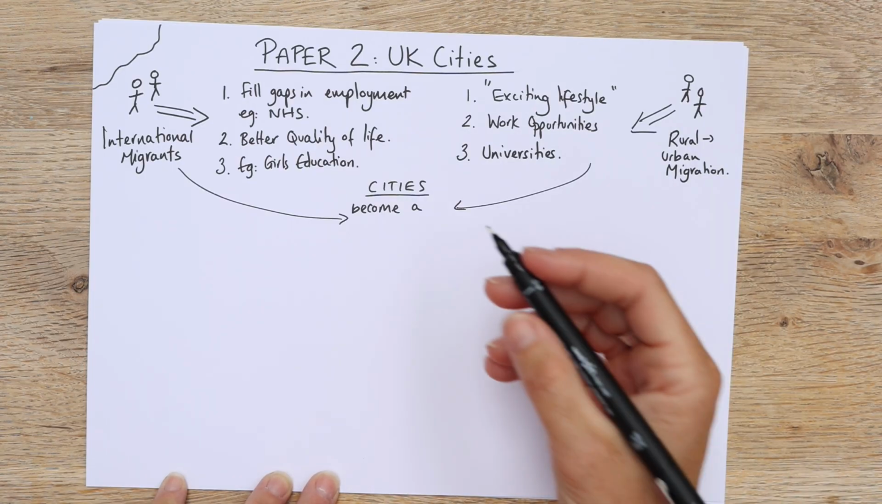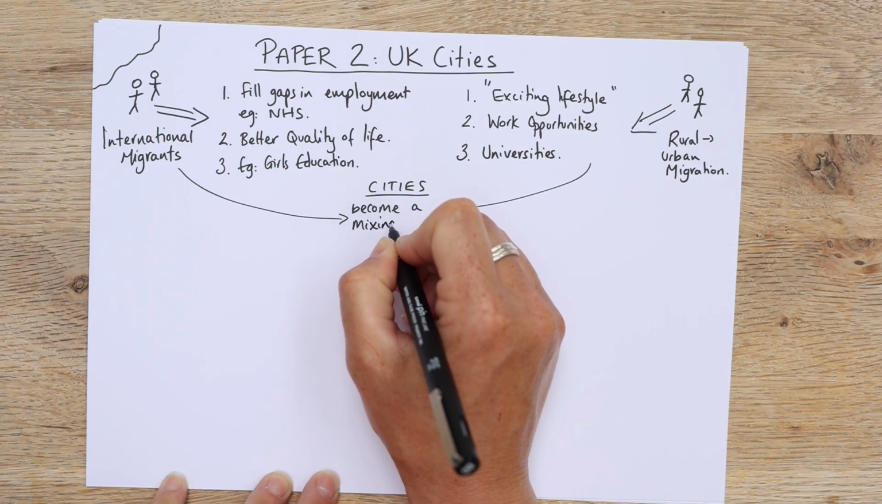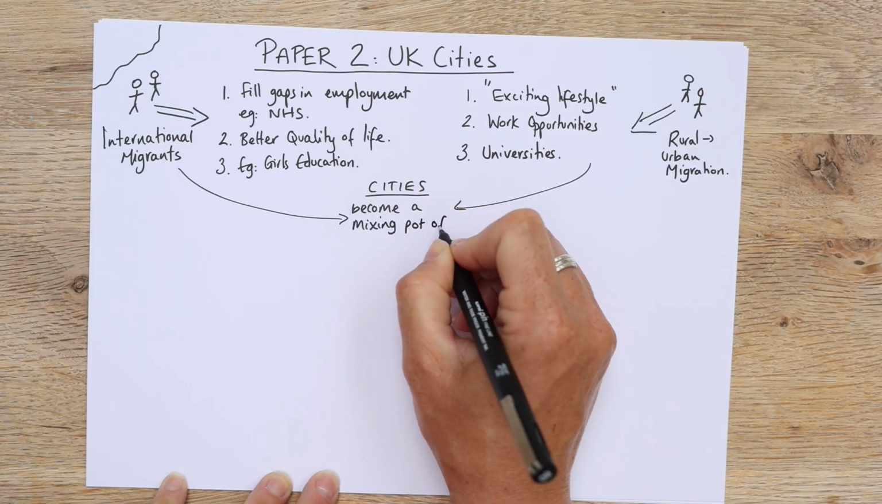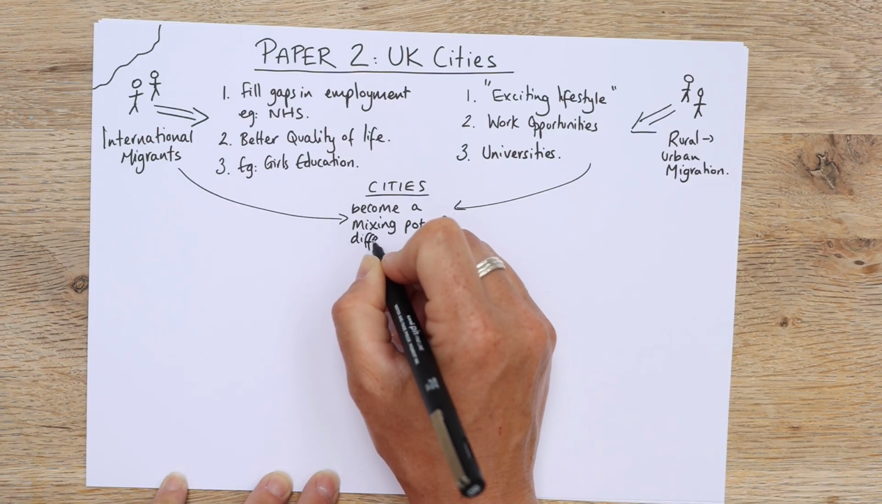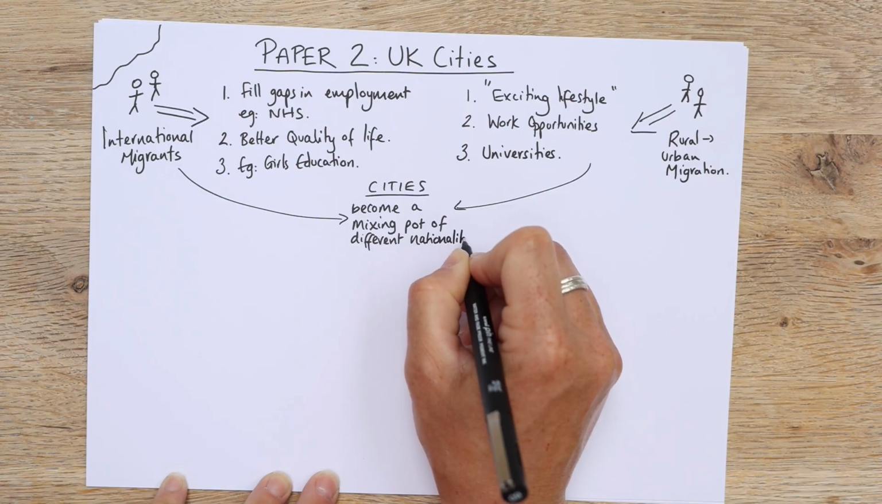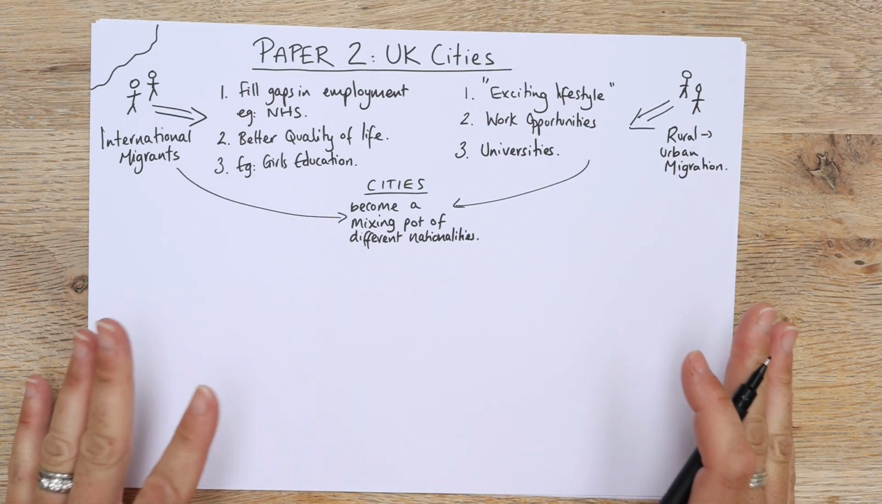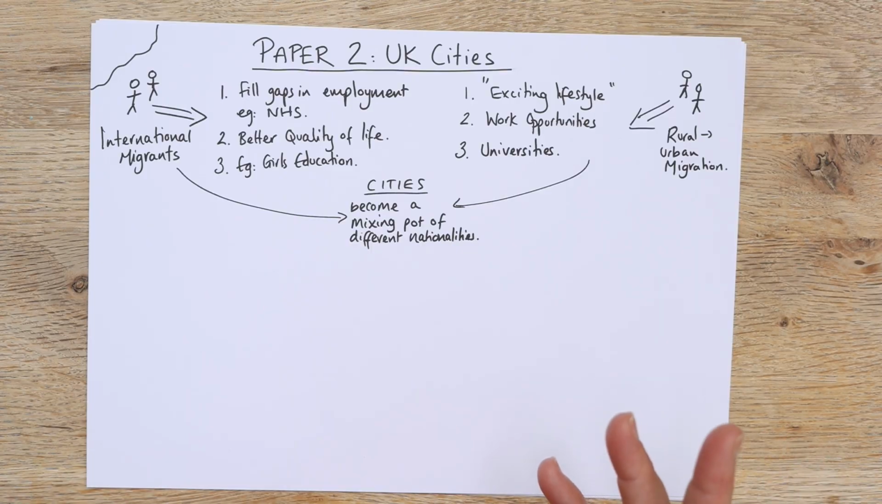Some people say melting pot, but I like mixing. Becomes a mixing pot of different nationalities. Now, that has an impact on the city. So the types of shops, the types of bars, the feel of the place, what's available, even hairdressers, everything. It all gets altered by the kinds of people who live there.